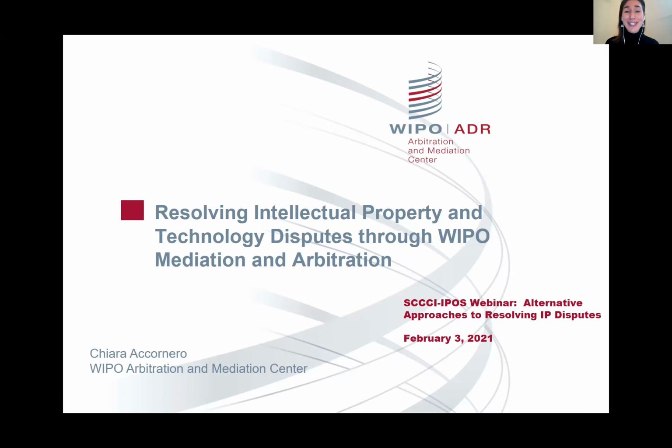Now, first things first, who is WIPO? What do we do? WIPO stands for World Intellectual Property Organization. So that's an agency of the United Nations which is specialized in intellectual property. Maybe some of you may already be familiar with WIPO because WIPO provides a number of services for businesses. So it facilitates, for example, the international registrations of trademarks or patents or designs.